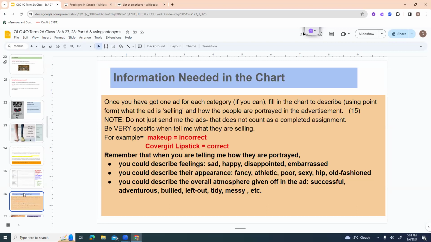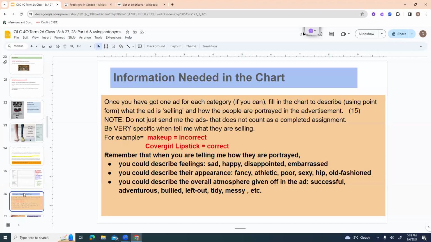How are the people portrayed? Also, don't send me the ads. I don't need to see them. I trust that you're saying something that's accurate. The only reason I would ask for them is if I thought that you were not being on the up and up. Be very specific. So "makeup" is not correct. Cover Girl lipstick, sure, that works. Cars, no. Ford 150 truck, absolutely.